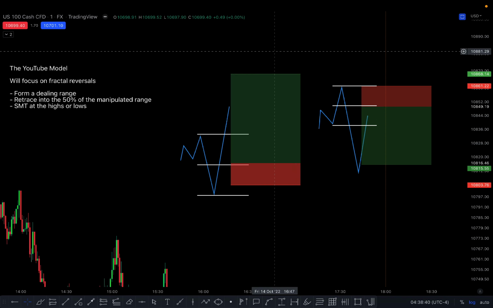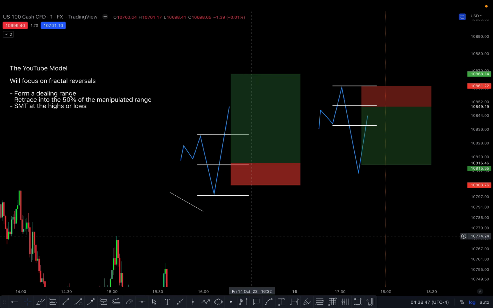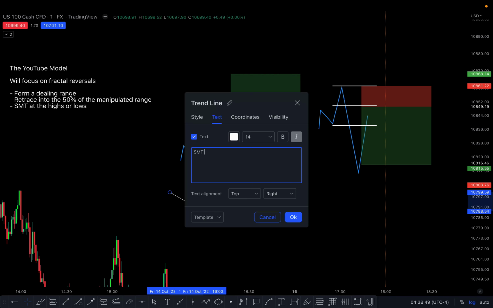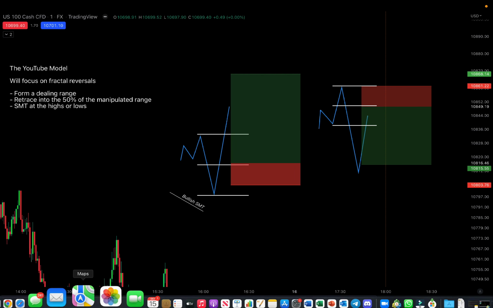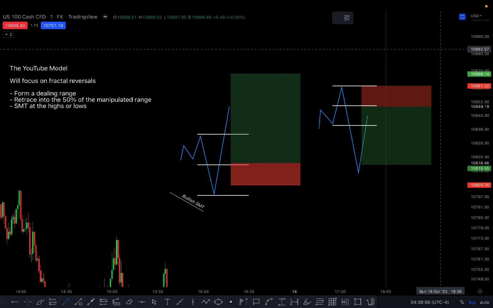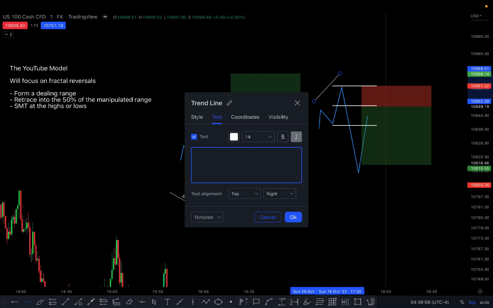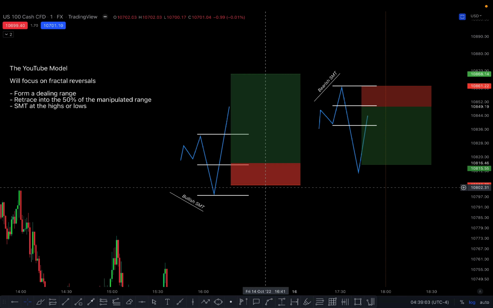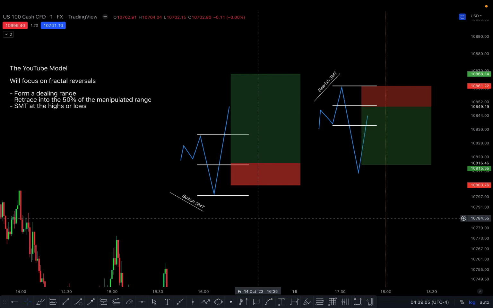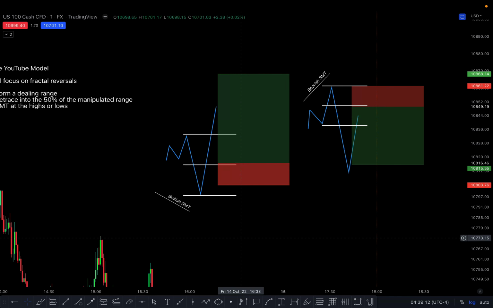Now, in order to make this a high probability trade, you're going to want to have some measure of an SMT of the lows, so a bullish SMT, and you want to have a bearish SMT for the sells. That's what will make this a high probability trade. So without further ado, let's look at some examples.